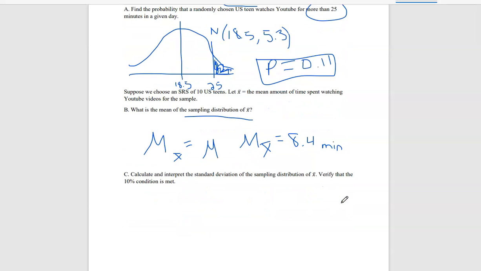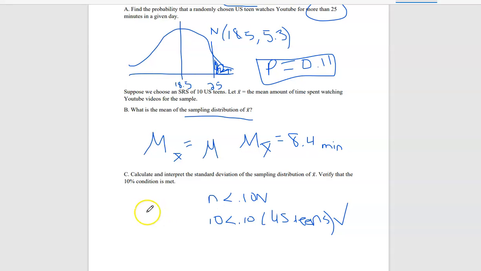C says calculate and interpret the standard deviation of the sampling distribution, verify the 10% condition is met. I need to do the 10% condition before I use the standard deviation formula. So my sample is 10. Is 10 less than 10% of U.S. teens? Most definitely. There are definitely more than 100 U.S. teens in the world. So my 10% condition is met.